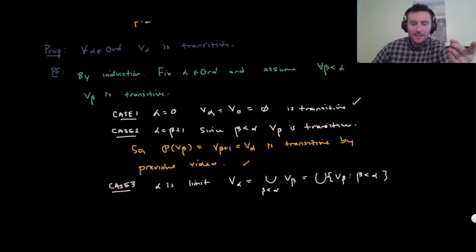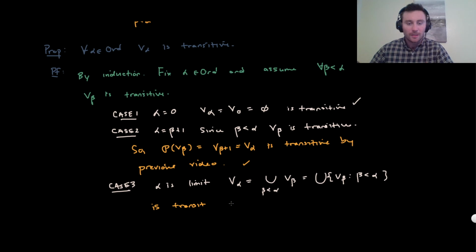But what do we know about these things? These are all transitive by the induction hypothesis. And we also proved in that same previous video that if we take the union of a bunch of transitive sets, it's also going to be transitive. So this is transitive by the previous video and the induction hypothesis.